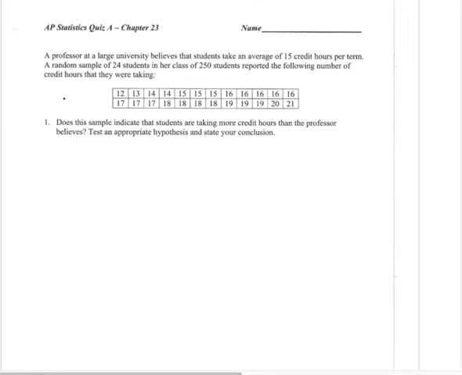It says we've got a professor at a large university. They believe students are taking an average of 15 credit hours per term. So this professor takes a random sample of 24 students, and the class has 250 students. This is the total number of students in the population of interest. And this is the result of that sample. So this must be credit hours, right? Let me get a thinner pencil. This is going to be credit hours.